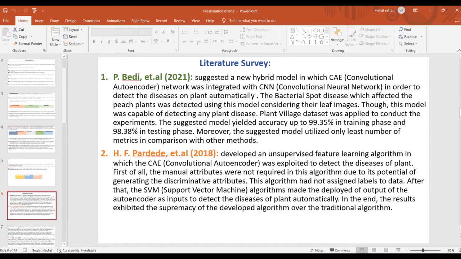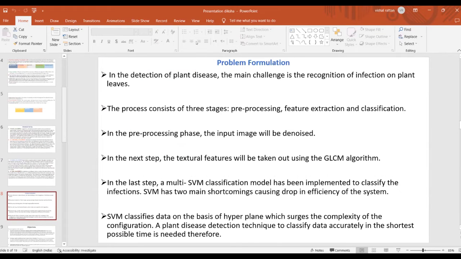Then we have literature surveys, and then problem formulation. In this, in the detection of plants, the main challenge is the recognition of the infection on the plant leaves. The process consists of three stages: pre-processing, feature extraction, and classification. In the pre-processing phase, the image will be denoised, and then in the second step, the textural features will be taken out from the GLCM algorithm. In the last step, a multi-SVM classification model has been implemented to classify the infections. SVM has two main shortcomings causing a drop in the efficiency of the system. SVM classifies data on the basis of a hyperplane, which increases the complexity of the configuration.